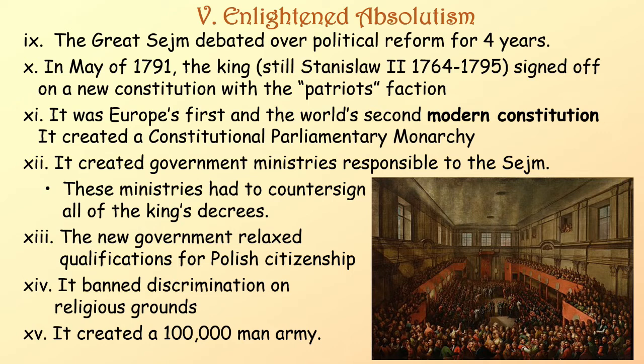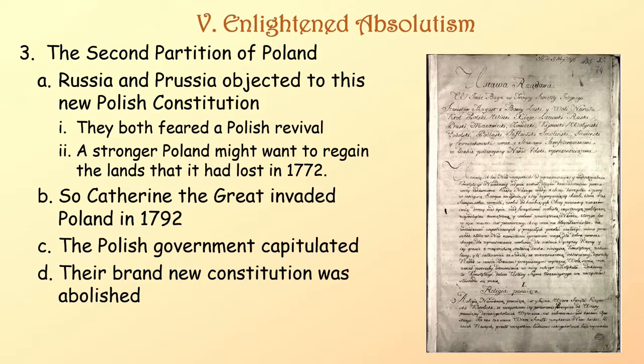It was Europe's first and the world's second modern constitution. It created a constitutional parliamentary monarchy. And it created a number of government ministries responsible to the parliament, and these ministries had to countersign all of the king's decrees. The new government relaxed qualifications for Polish citizenship. It banned discrimination on religious grounds. It created a 100,000-man army.